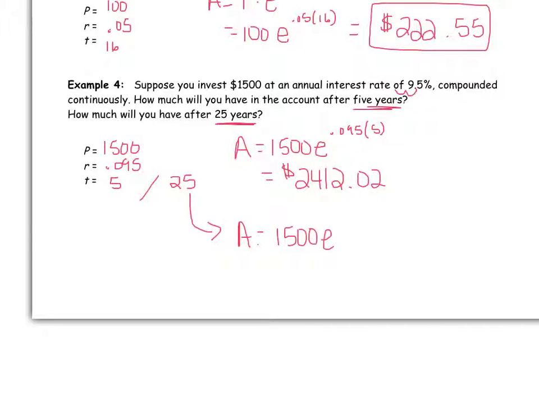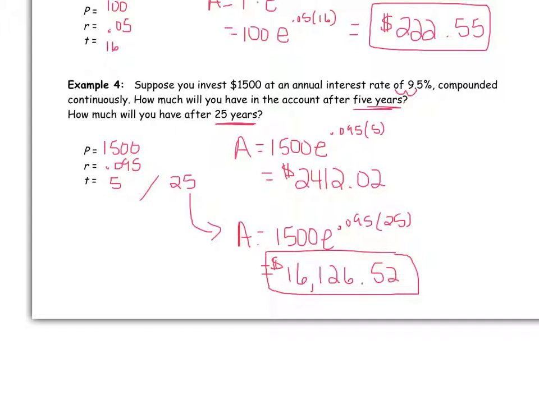1,500 times e to the 0.095 times 25. Let me type that into the calculator really quick. And that is going to be $16,126.52. So you can see that compounded continuously, it increases a little bit faster, and after 25 years, that's a pretty good amount.